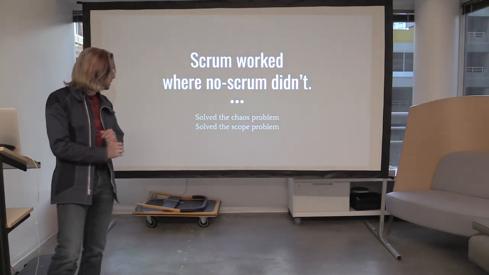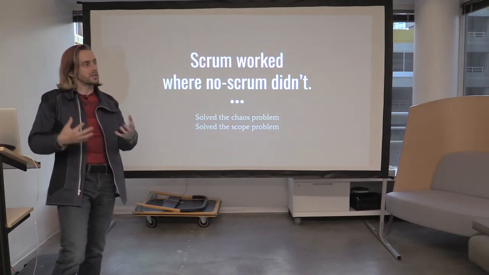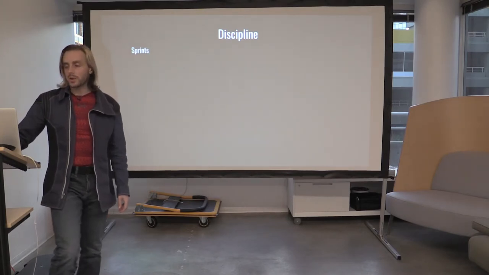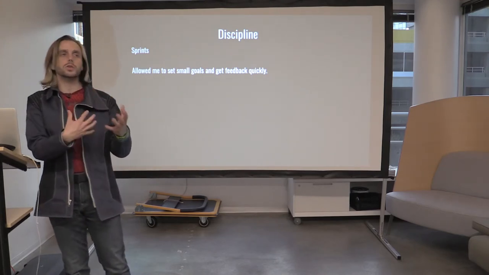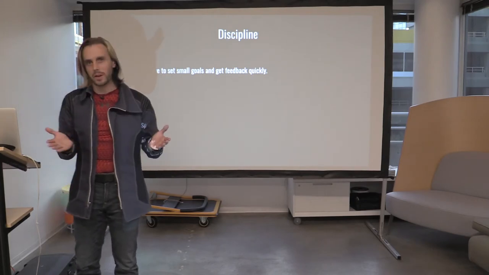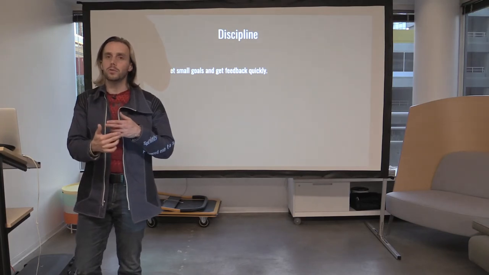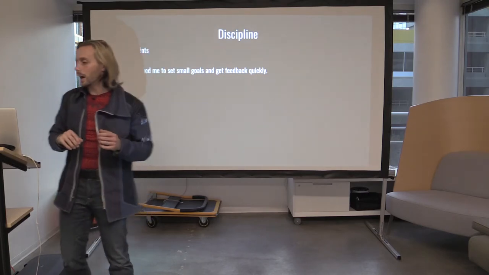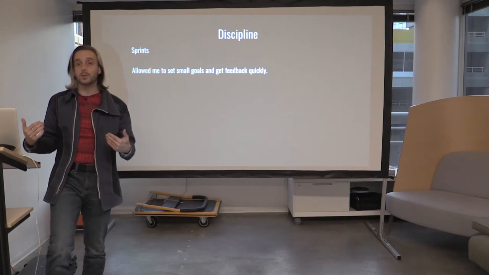It solved the chaos problem, and it also solved the scope problem. So much to do and such a chaotic world in which we live in. It provided for discipline using sprints. Sprints is an iteration that you do in Scrum. So every week or so, you might do 2 weeks, but for you probably just 1 week is enough, you would go back and check in on what you did, take what you have learned so far and say, this is done. So it allowed for me to set small goals that got feedback quickly.